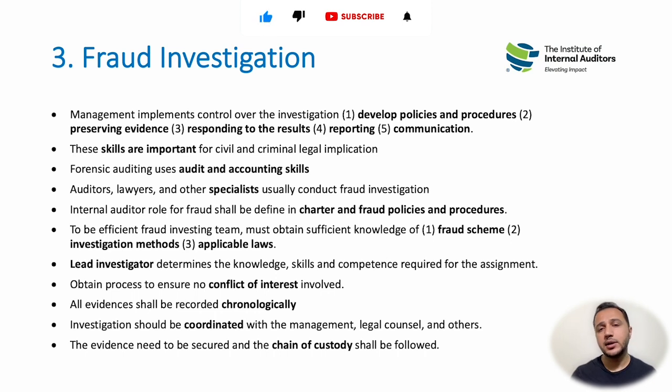Auditors, lawyers, and other specialists could act as an investigator. If an auditor is responsible to carry out a fraud investigation within the company, that needs to be defined in the charter, and it has to be part of the fraud policy.